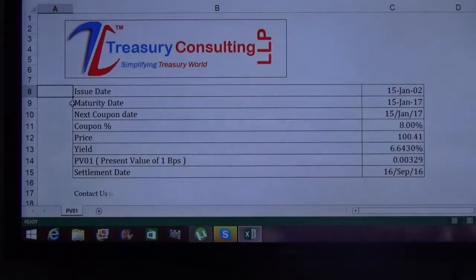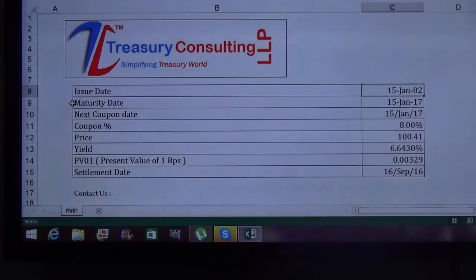And today we are going to speak about a very dedicated topic on our YouTube channel, which is PV01, present value of 1 basis point, which is shortly known as the impact of 1 bips on the price of the bond. So in this we have taken a few examples. Now what are these examples?